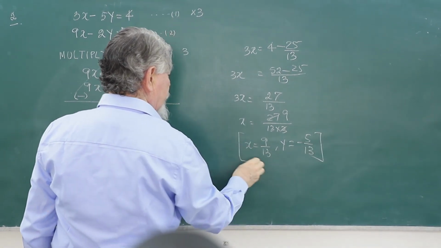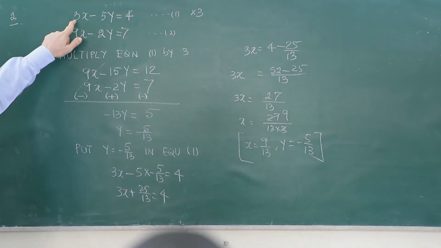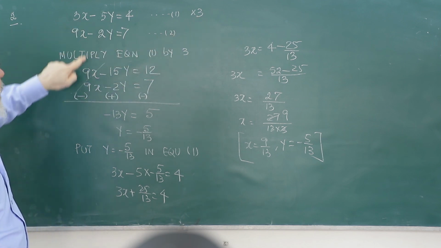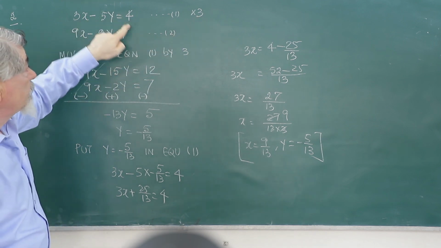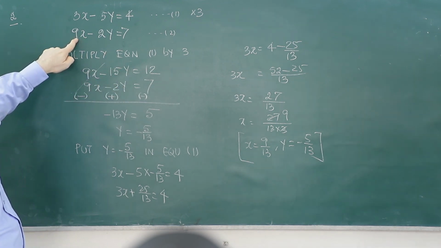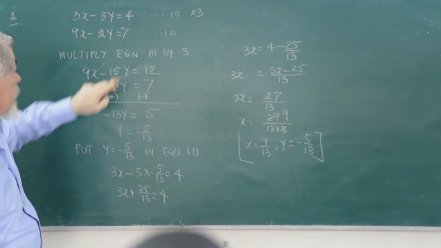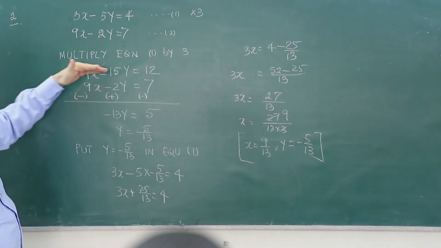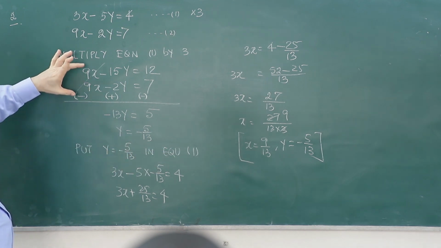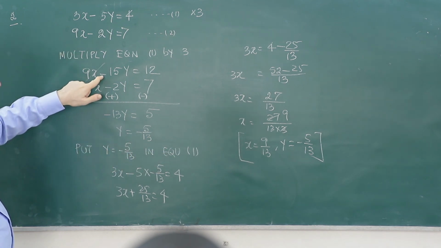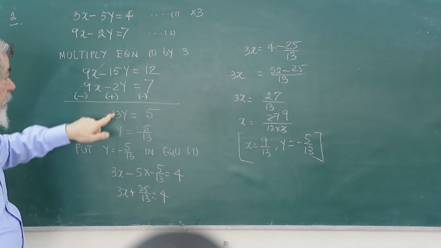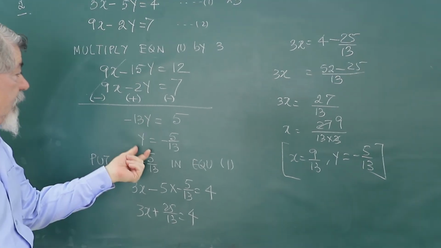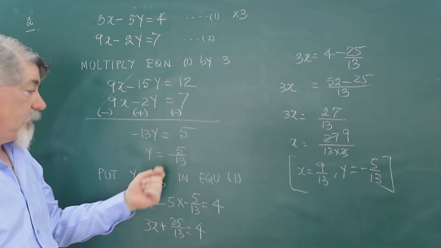We can check the question once again. 3x minus 5y is equal to 4. So we multiply it by 3. 3 3s are 9x, 3 5s are 15y, 3 4s are 12. And this is 9x minus 2y is equal to 7. We subtracted the two equations to eliminate the x term. Minus 15y plus 2y will become minus 13y. 12 minus 7 is 5. So y will come out to be minus 5 upon 13.